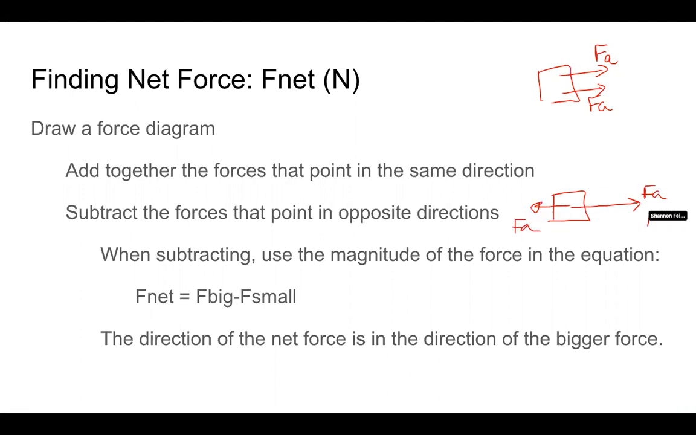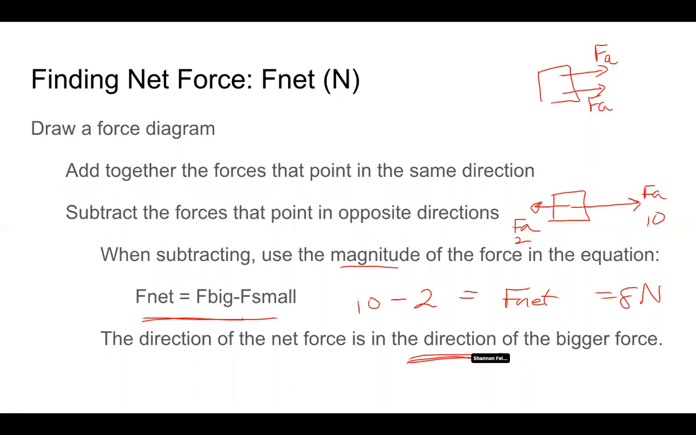Maybe we have 10 newtons of force to the right and 2 newtons of force to the left. In that case, our net force would be 8 newtons of force to the right. The idea is you use the magnitude of the forces and you put them into this equation, that the big force minus the small force is equal to your net force. And so that net force was 8 newtons. And the reason that I know the direction of that force is because it's in the direction of the bigger force. So because my bigger force was to the right, this net force would be 8 newtons to the right.